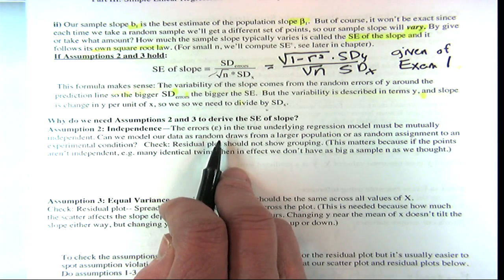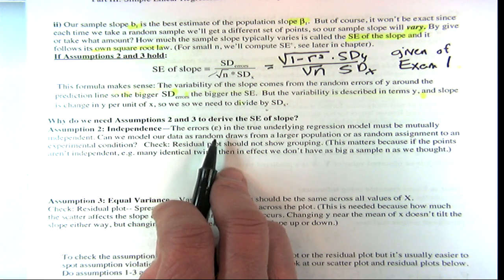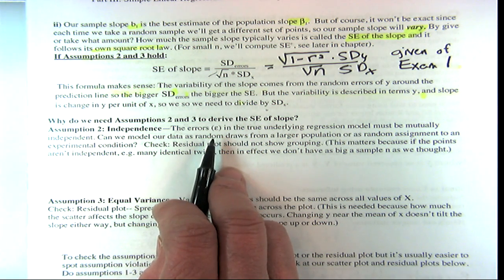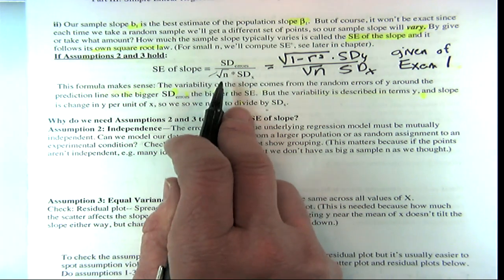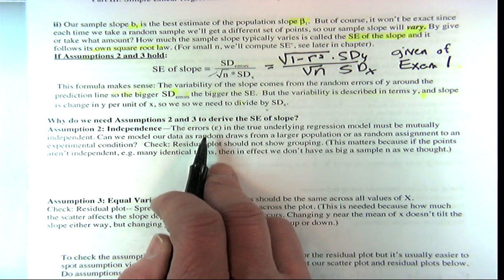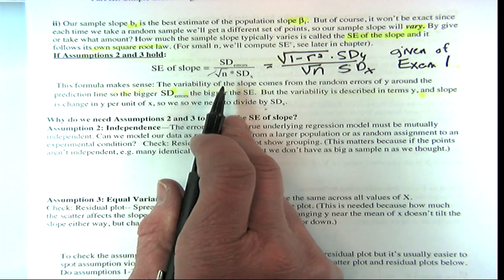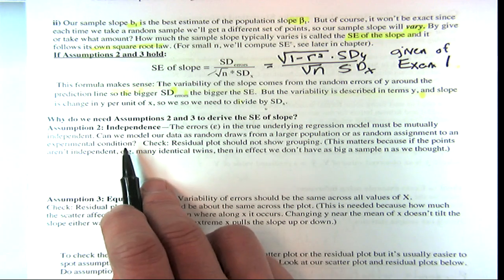If our errors are dependent on each other, for example, if there were a lot of identical twins or triplets in our population, then if we got one twin, they're going to be very much alike, so the errors would be dependent. Then we wouldn't really have as big an n as we thought. If the errors are correlated, we'd have to adjust the sample size. So the errors in the true underlying regression model must be mutually independent.